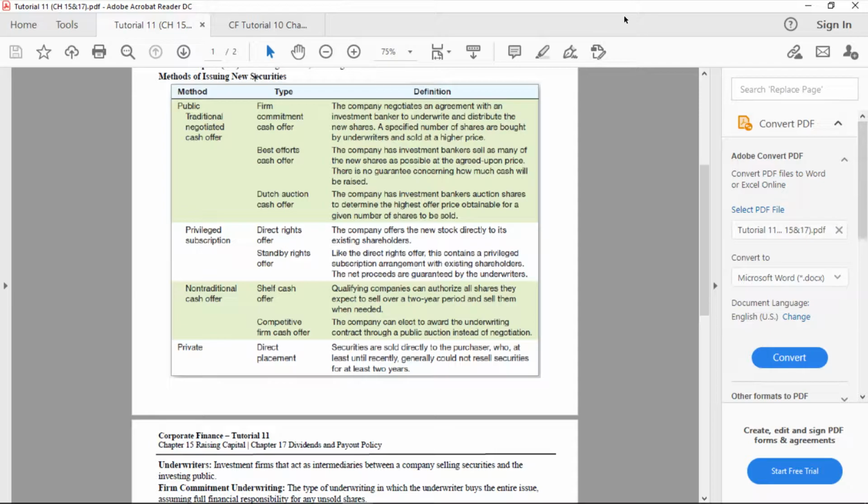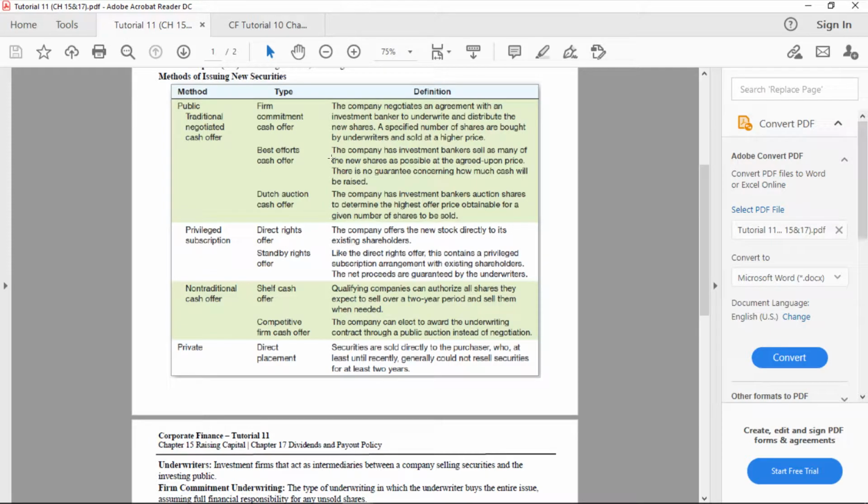The first one is the traditional negotiated cash offer, which the company will negotiate. There are three types of the traditional negotiated cash offer. The first one is the firm commitment cash offer, in which the company negotiates an agreement with an investment banker to underwrite and distribute the new shares, and a specified number of shares are bought by underwriters and sold at a higher price. The second one is best efforts.